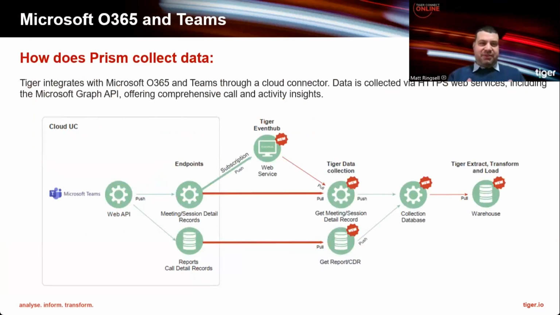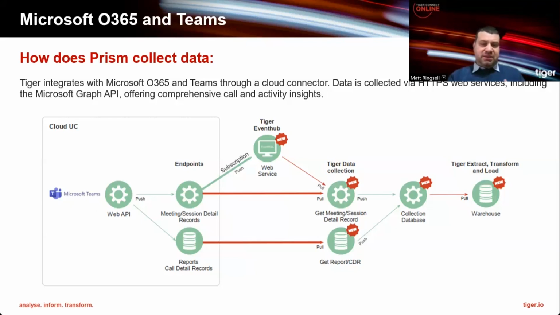What I'm going to explain first is a topology of how Tiger actually collects all this data for Microsoft Teams. As you're fully aware, Microsoft Teams is a fully cloud-based application. Therefore, all of our applications need to collect data through cloud connectors. There is a cloud API that sits in Microsoft's environment, and Tiger interrogates that API to pull data back into Tiger Prism.